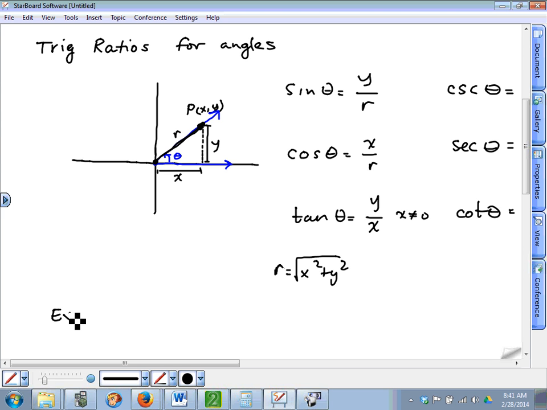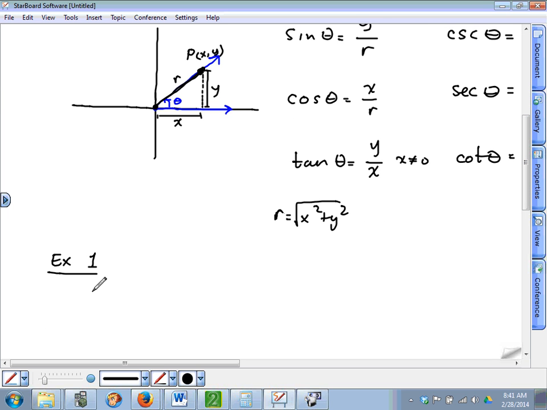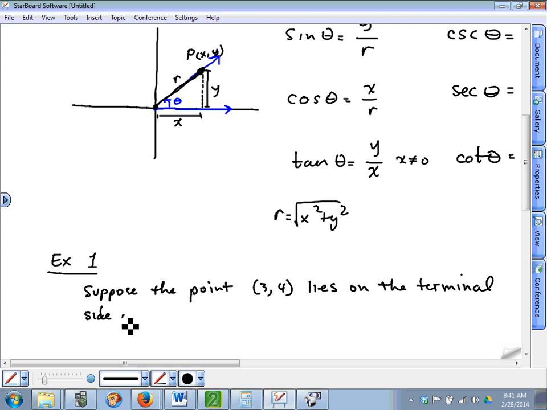So let's do a quick example. Suppose the point 3, 4 lies on the terminal side of angle theta. Find the six trig function ratios.